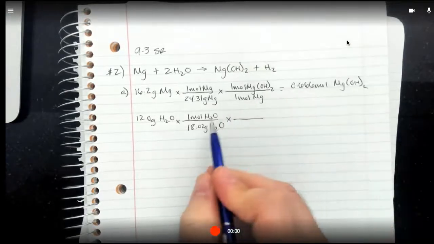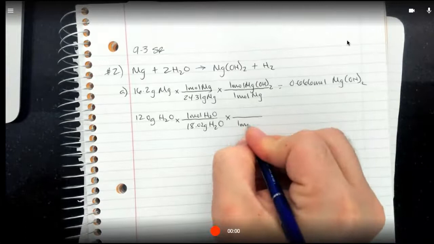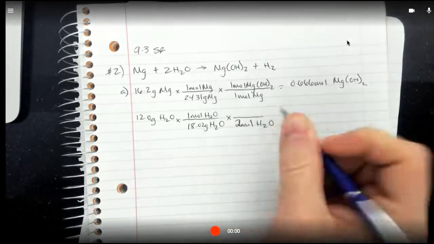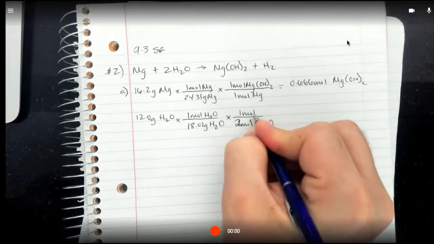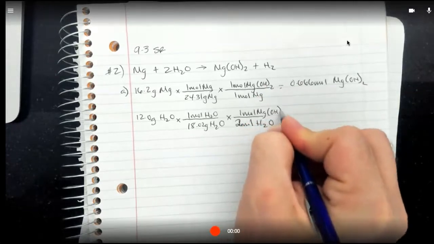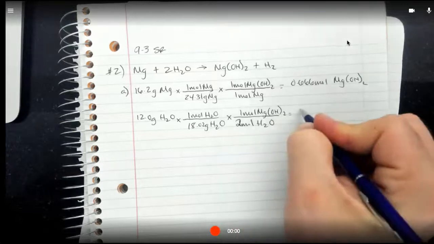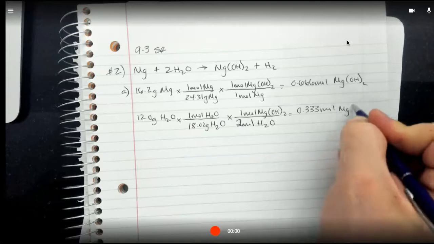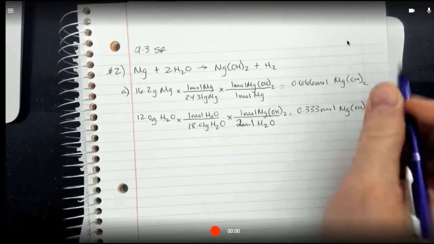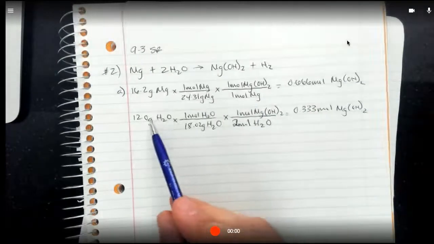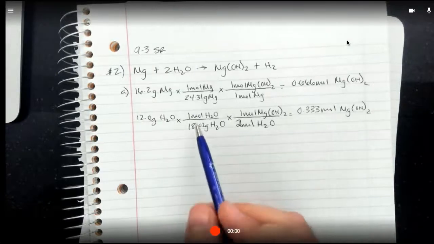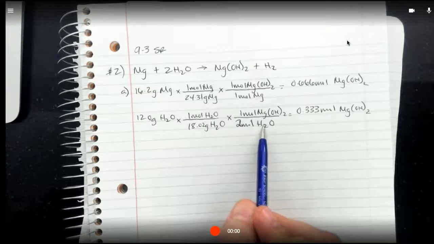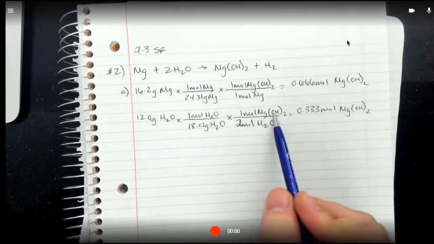Now that we're in moles, remember this unit drops down. 2 moles of H2O and 1 mole of magnesium hydroxide. So we'll get 0.333 moles of magnesium hydroxide. So remember, when we're doing our mass to mole stoichiometry here, this first unit drops down, the second unit drops down, then we have our moles of magnesium hydroxide.